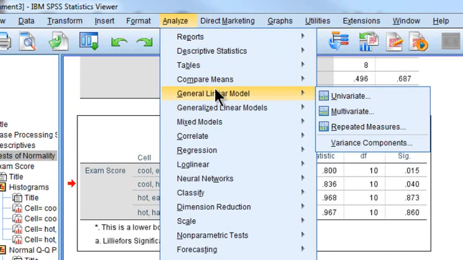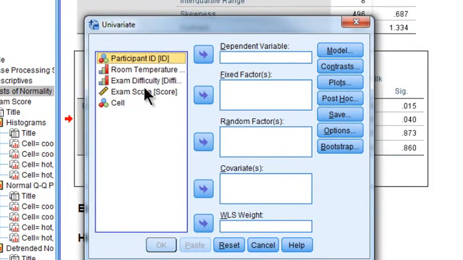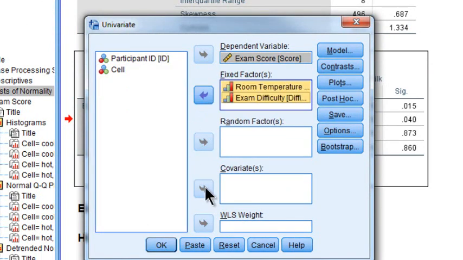So even though I would probably do a non-parametric test on the basis of these results, I'm going to analyze, choose univariate. Exam score is my dependent variable. Room temperature and exam difficulty are my fixed factors.